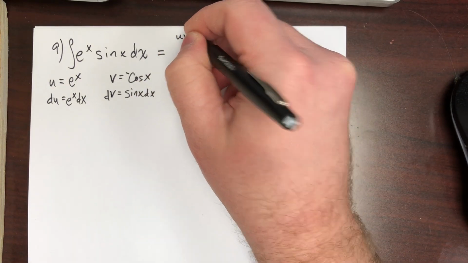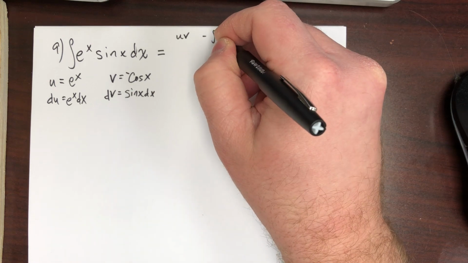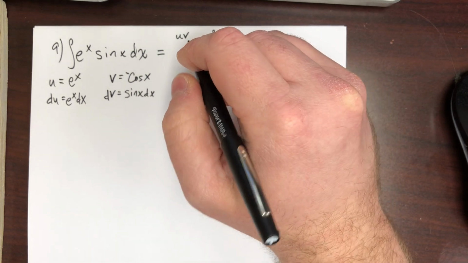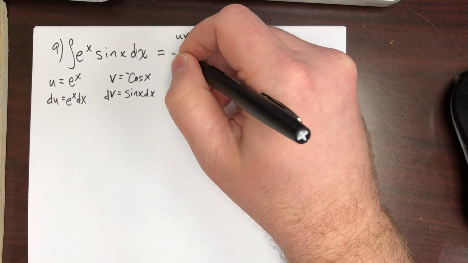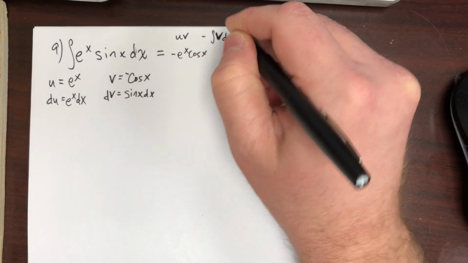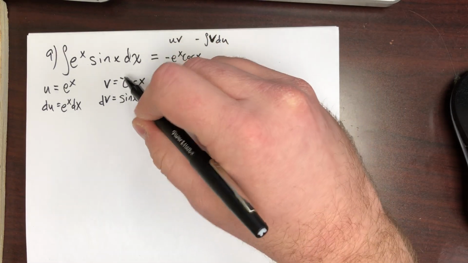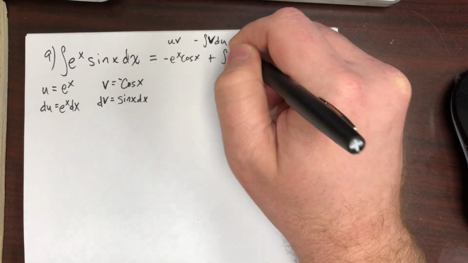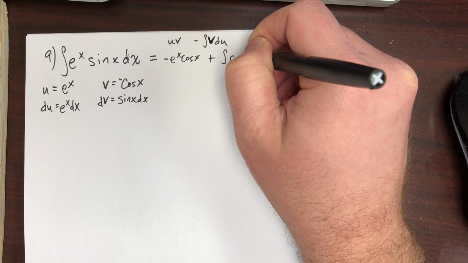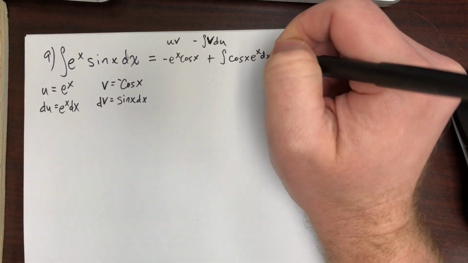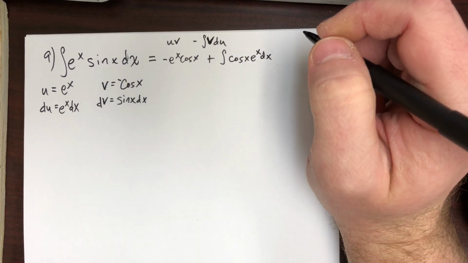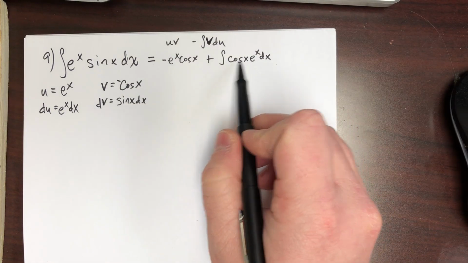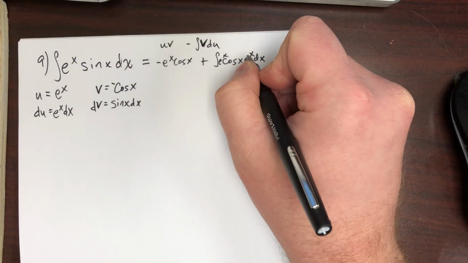So I can plug it into my formula. Nope, v du. Okay, so if I do that, uv, well that's going to be negative e to the x cosine x. And then since it's a negative cosine and it's a minus, I know it's going to be plus cosine x e to the x dx. And we're right back where we started, more or less, because I've got e to the x, and I should write this e to the x cosine x. Let's look at it that way.